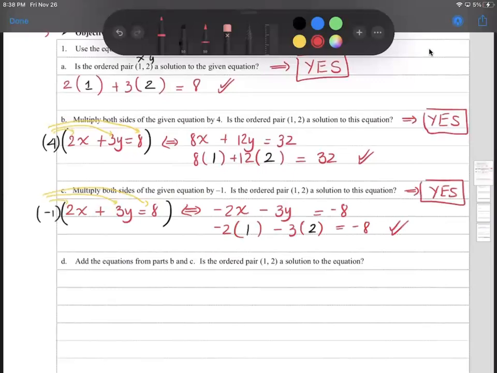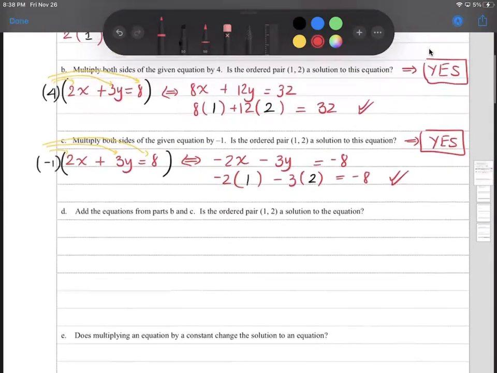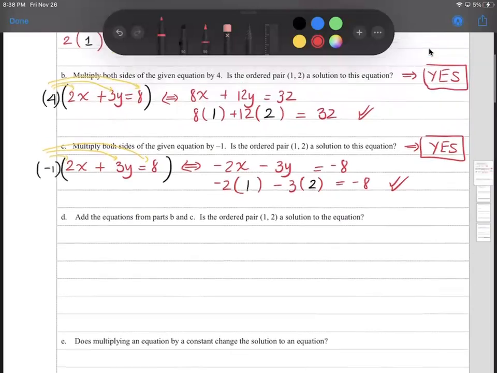Well, so far so good. So far we've been multiplying the equation by different numbers, a positive number and a negative number. The solution pair does not change. Next: add the equations from parts B and C, and then check if the ordered pair (1, 2) is still a solution. So the equation from part B is, let me highlight in green here, the new equation when we multiply by 4. And this is the equation when we multiply by -1 in part C. They want us to add those two together.